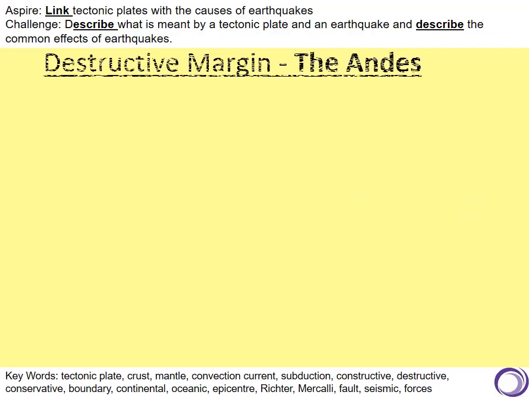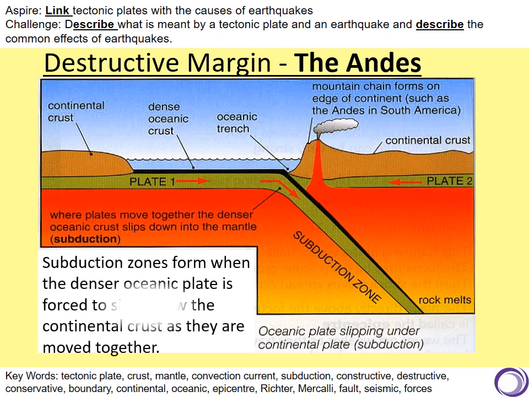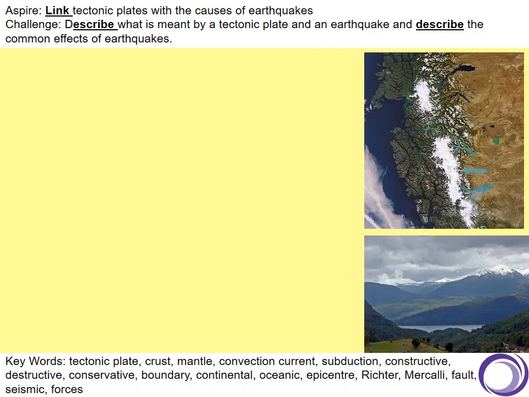So a second type of boundary is a destructive margin, and an example of this is the Andes in South America. Where you have destructive margins, we have two plates moving towards each other. We have an oceanic plate and a continental plate. Now, what we end up forming is a subduction zone, and that's when the denser oceanic plate is forced to sink below the continental crust as they move together.